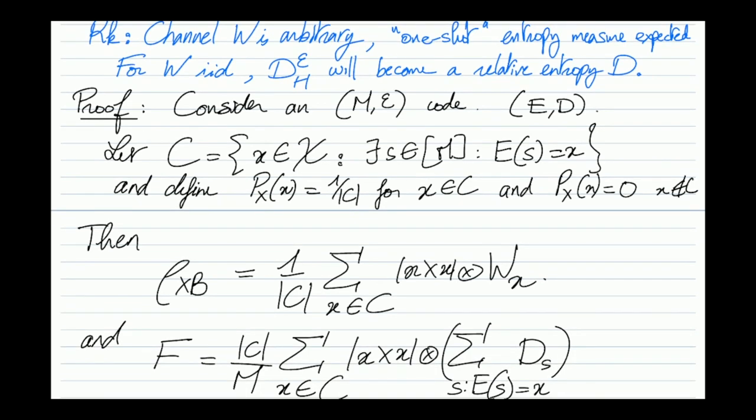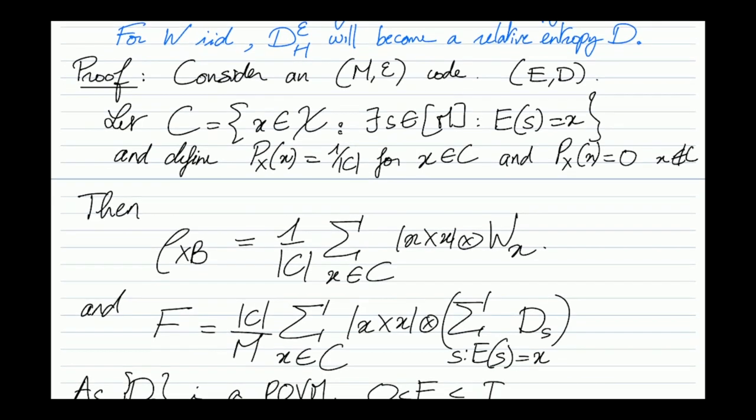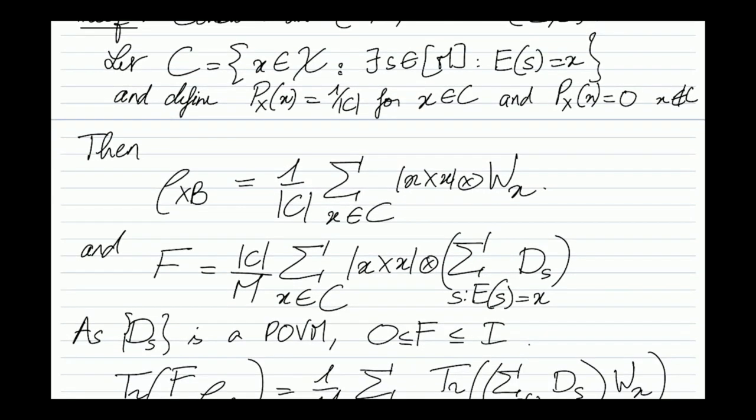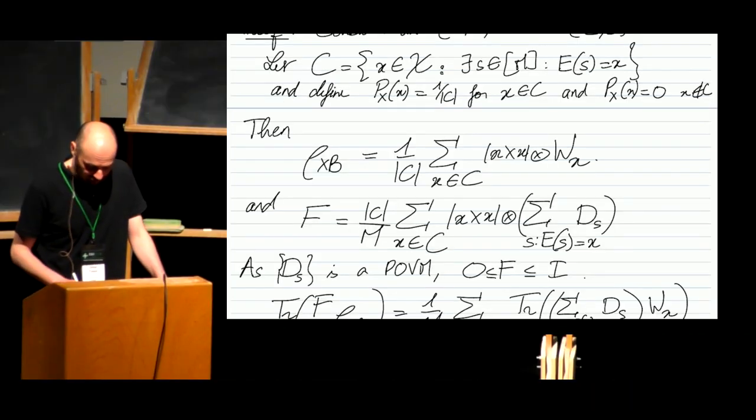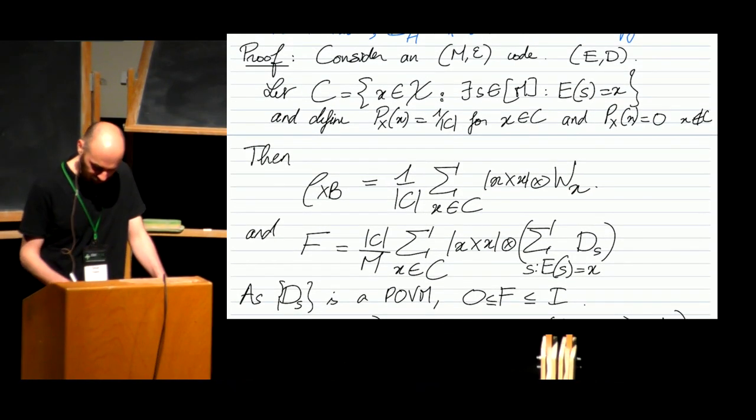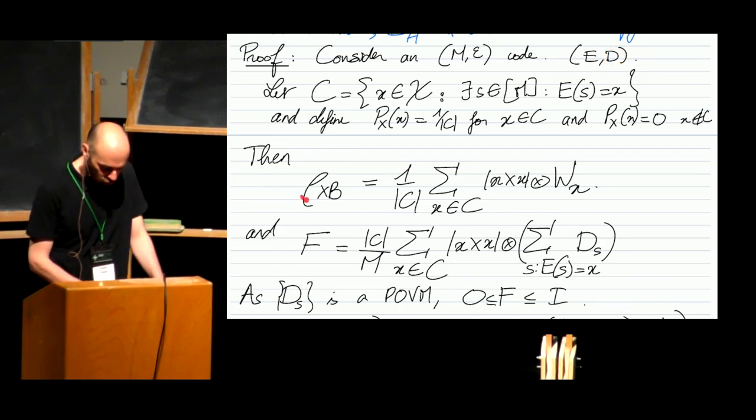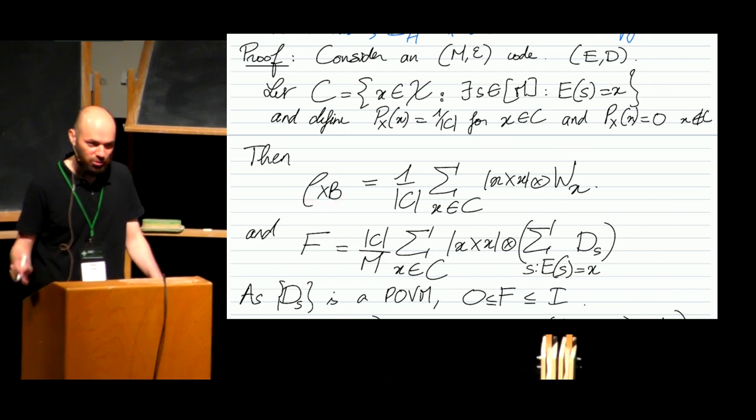Good. So I'll define states now. For this definition of p_x, I have a rho XB, which is 1 over the size of C times the sum over x's in my code of |x><x| tensor W_x. And what I'll do is use the decoding for this code to give you a distinguisher between rho XB and rho X tensor rho B.